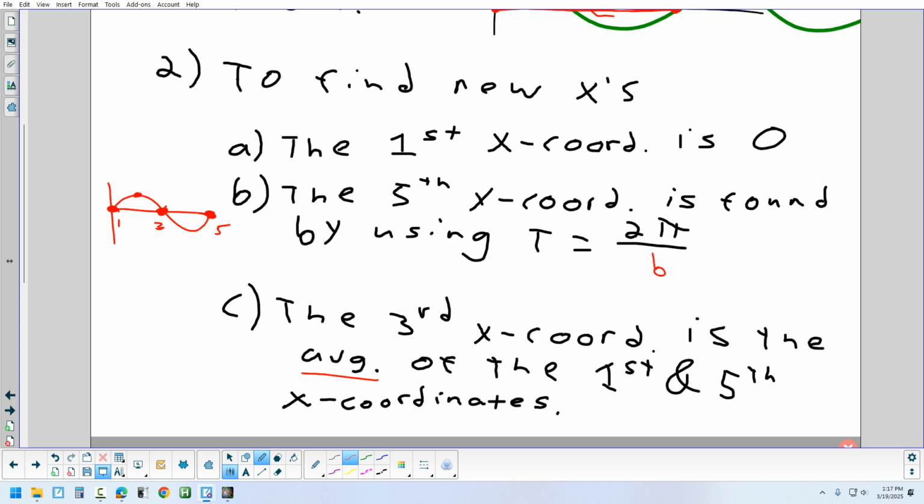Next, we need the second point. That's right there. How do you think you would get the second coordinate?